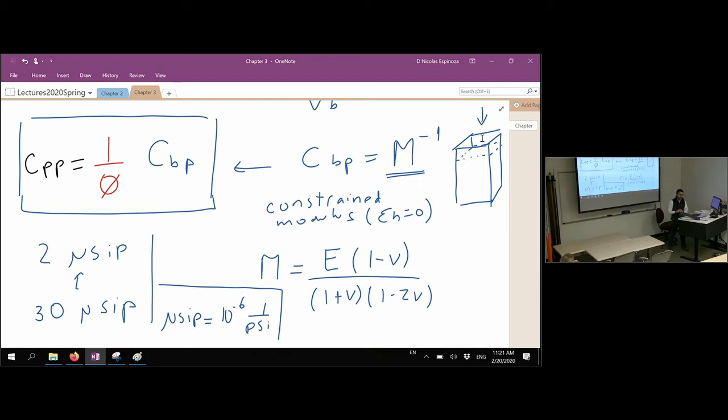Or what is the same, the compressibility in 1D strain condition is going to be smaller than the compressibility of the rock if it's free to displace to the sides. So M is going to be always larger than the Young modulus for typical Poisson ratio, and this is because of the capacity of the rock to expand to the sides as you compress it in one direction.